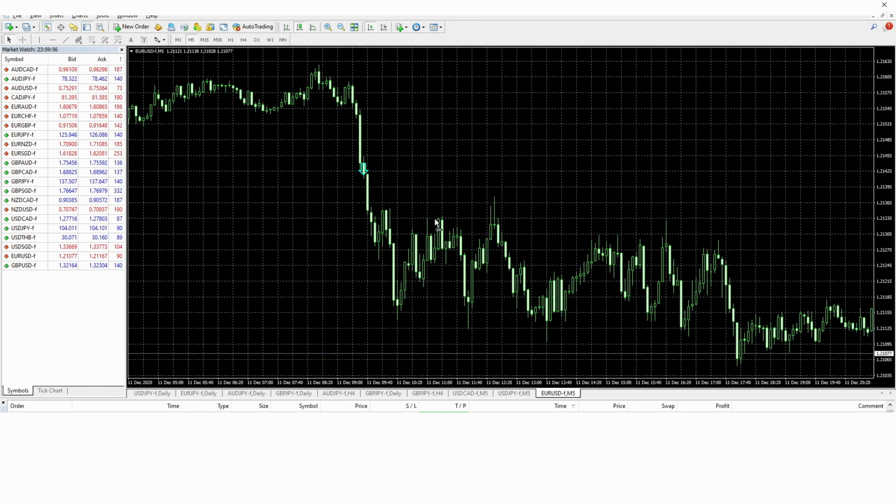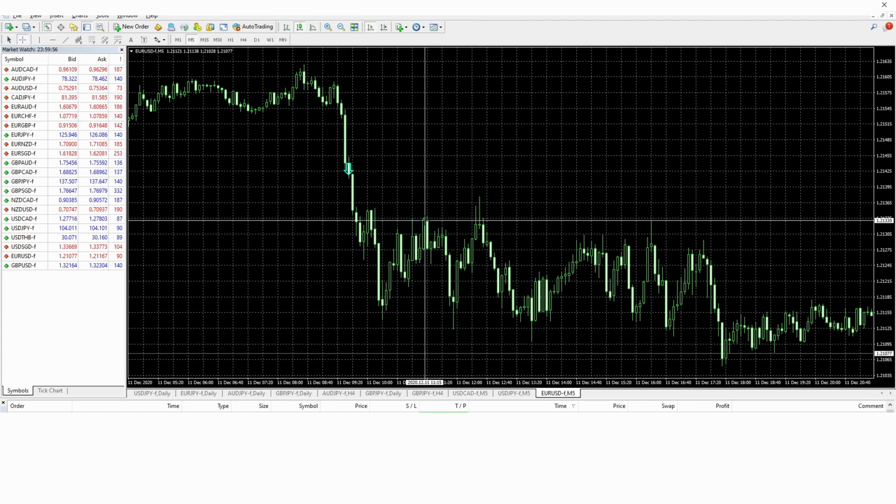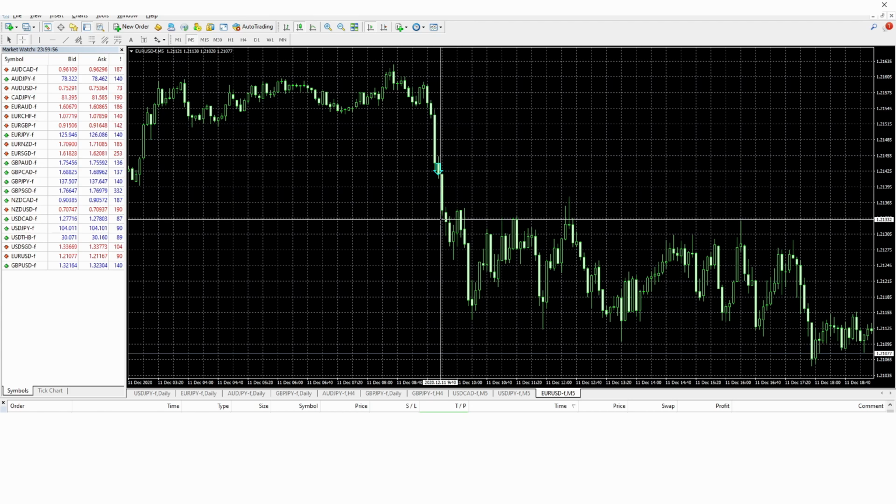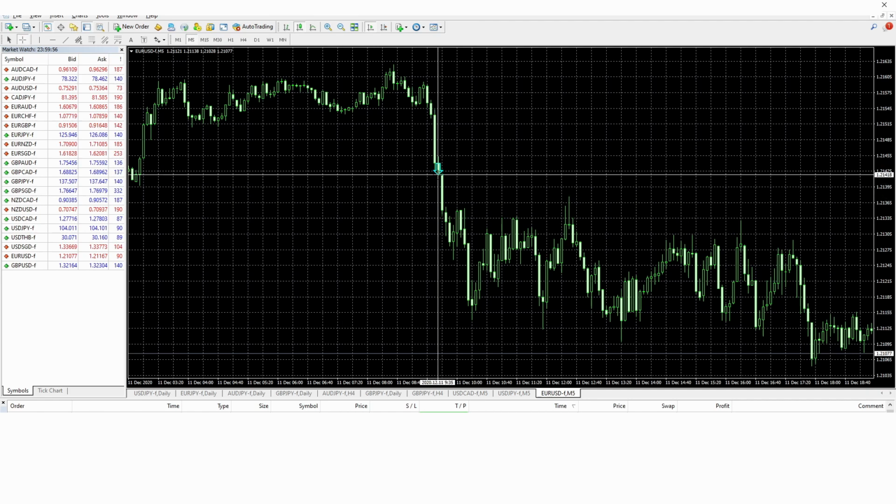So I placed the trade on 11th of December, 9:37 server time. Take note that this timing is based on my broker Ananda's server time, which is GMT plus 6. No, sorry, it's GMT plus 2. My bad. And I'm living in Singapore, which is GMT plus 8. So there's a 6-hour time difference between Ananda's server time and my own local time. So I entered it here, 9:37, which was in this bar.